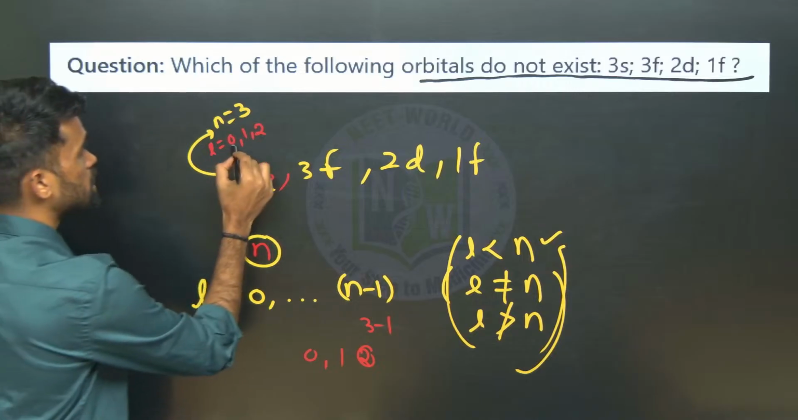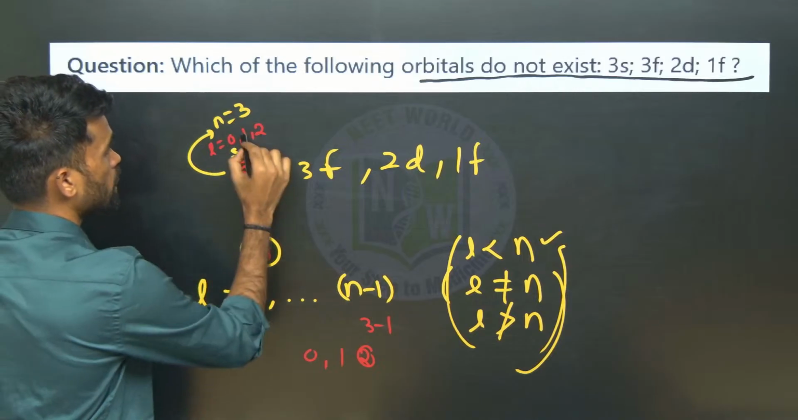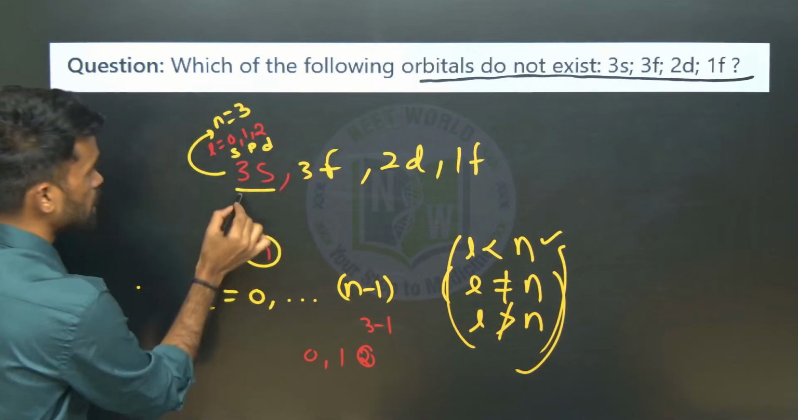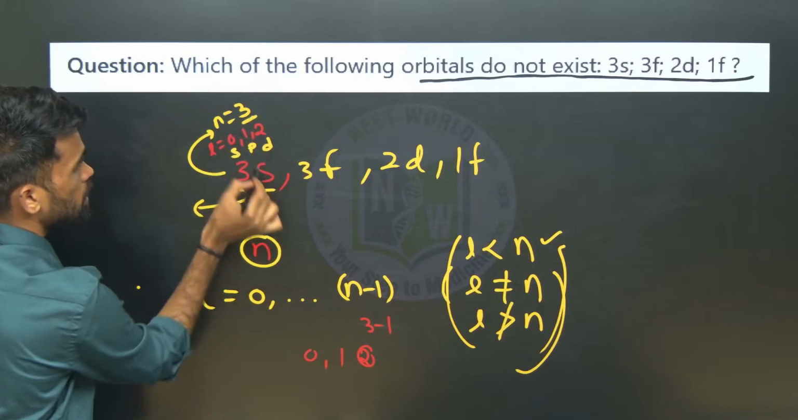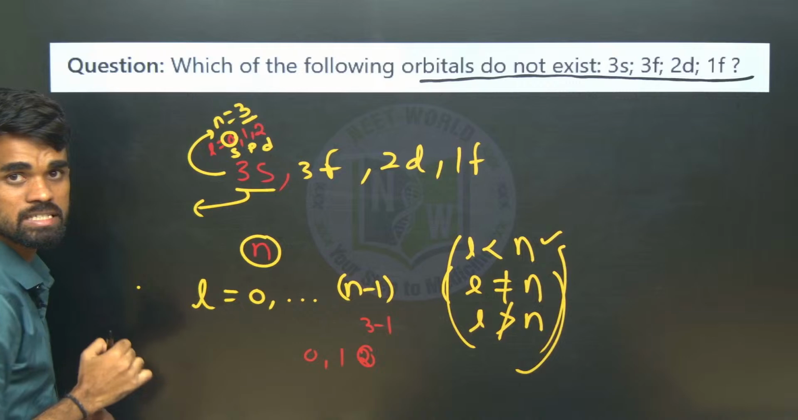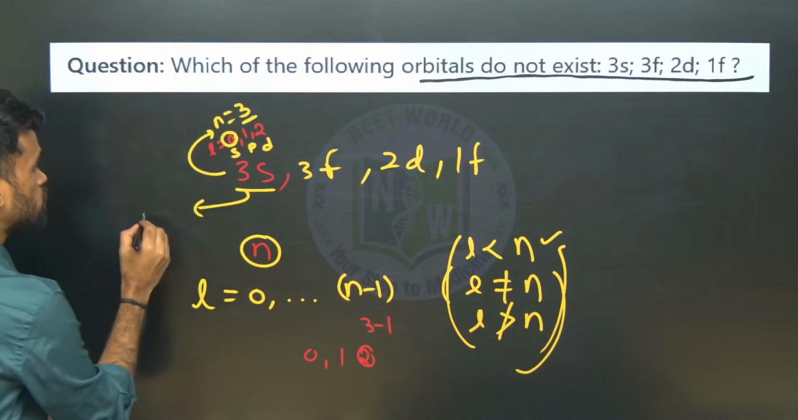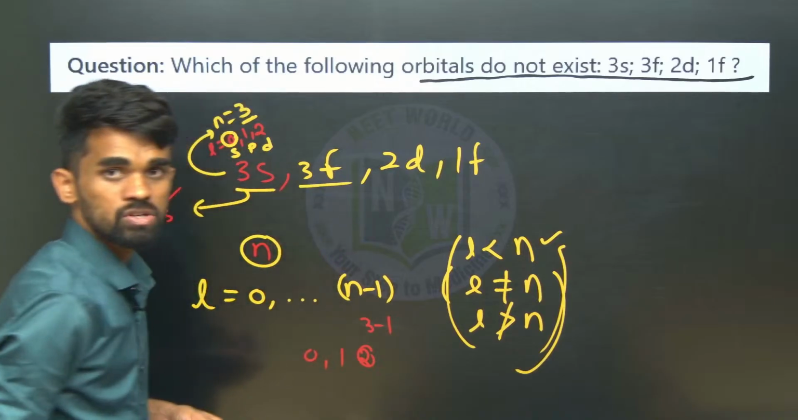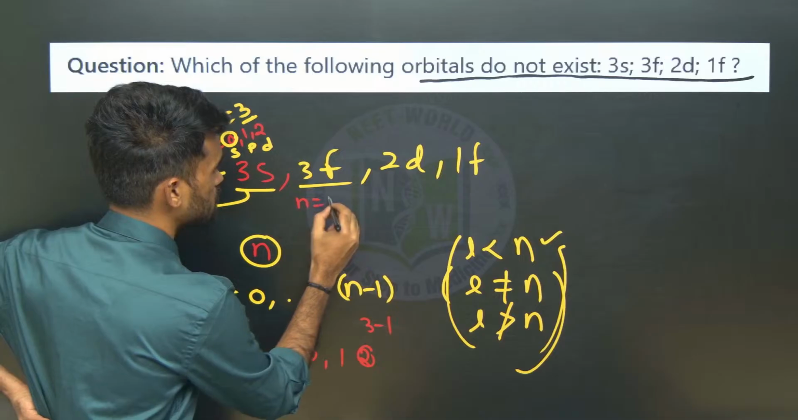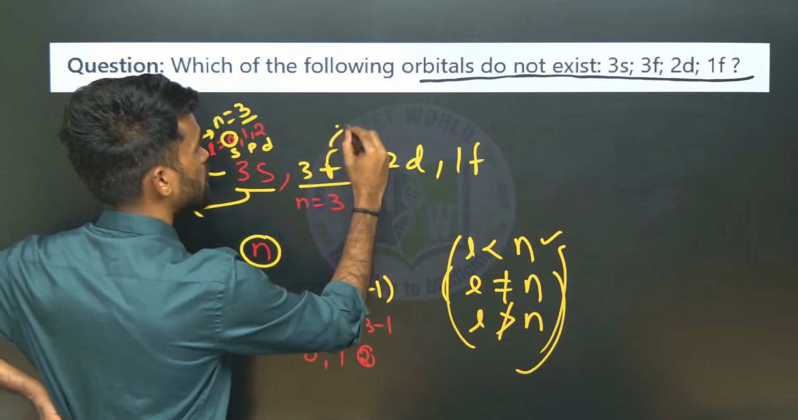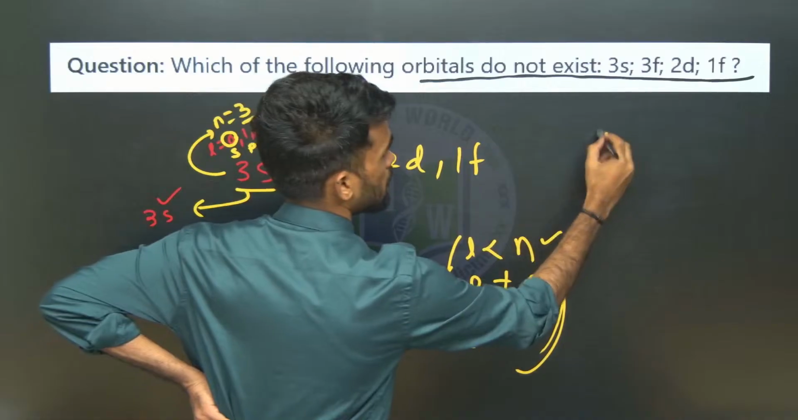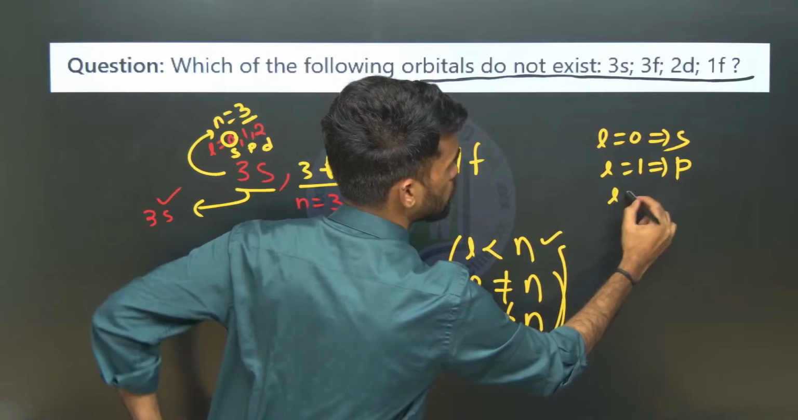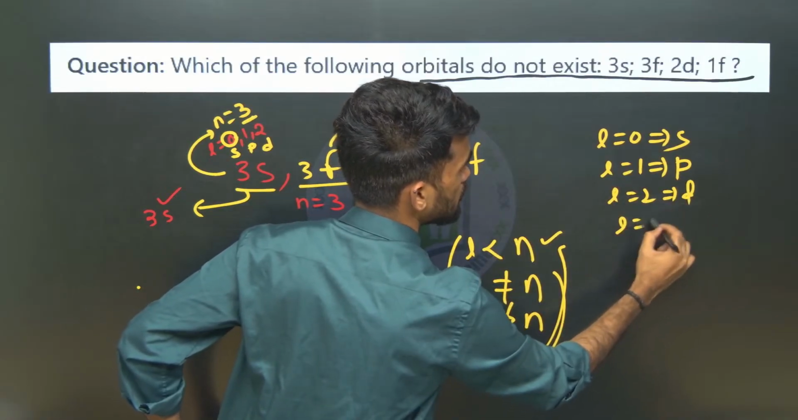If it is 0, I can say that is an s orbital. If it is 1, a p orbital. If it is 2, a d orbital. Therefore for n equal to 3, the s orbital is possible, 3s is possible, since its L value can be 0. So this exists. When it comes to f, n value is given as 3, but for f, what is the L value? L 0 means s, L 1 means p, L 2 d, L 3 f.